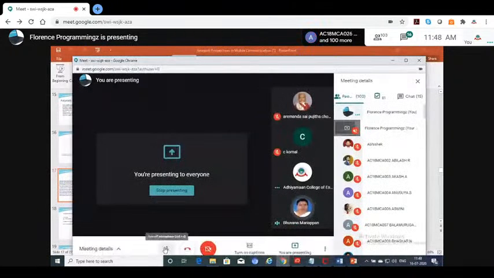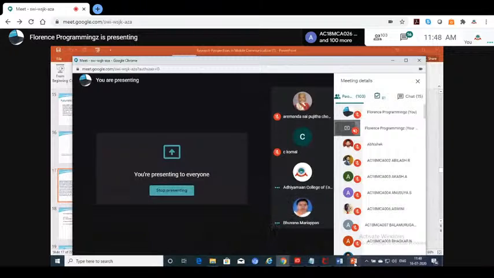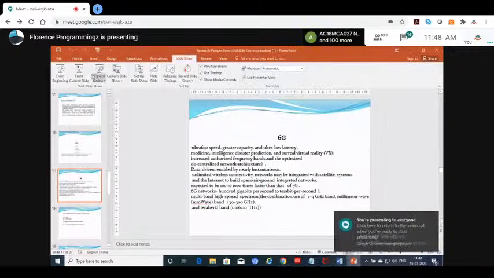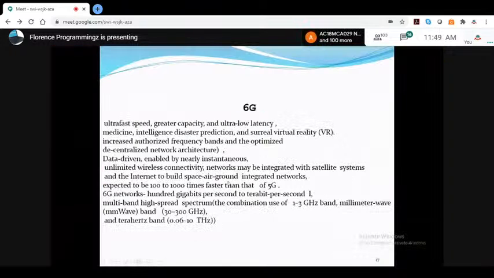6G networks. So this is yet another hot topic in mobile communication. Before that, we have to think of why we have to go for 6G. When we talk about 6G, we have to talk about the data rates supported. 2G can support 54 kilobits per second. 3G supports 2 megabits per second. 4G is 50 to 100 megabits per second. 5G is 1 gigabit per second. And 6G is 100 times more than 5G, that is 100 gigabits per second.